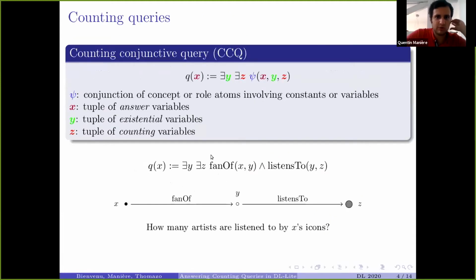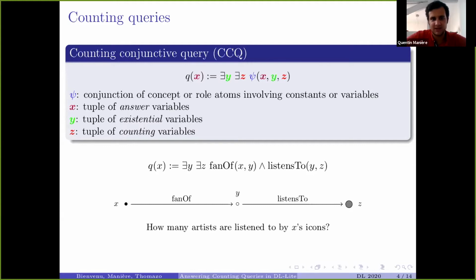And the notion of query we'll be investigating, as I just said, are counting queries. So you start with a conjunction of concept and role atoms that might involve either constants or variables. And we distinguish three kinds of variables. The first is answer variables, which you probably know about. And then we distinguish between existential variables and counting variables.